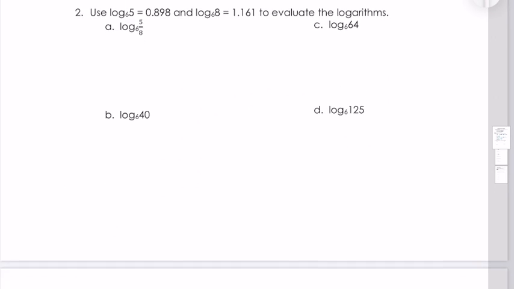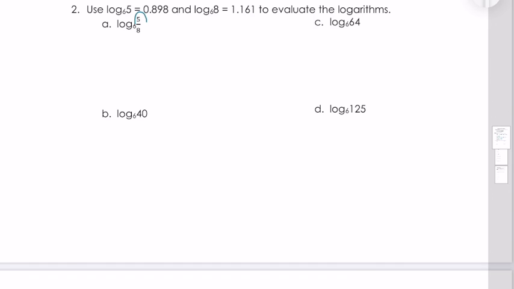All right, in number 2, we're going to do basically the same thing as number 1, but we have different values. So using the quotient property, I'm going to subtract, and it's the numerator minus the denominator. So this is going to be 0.898 minus 1.161. Typing that into the calculator, that should give you negative 0.263.